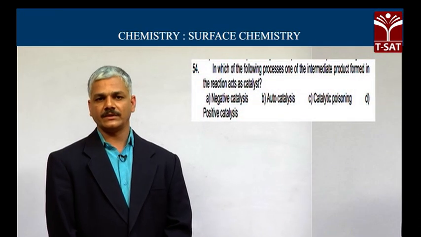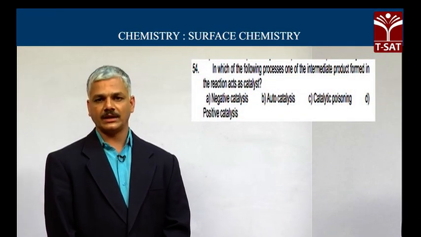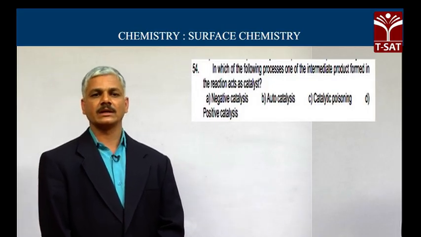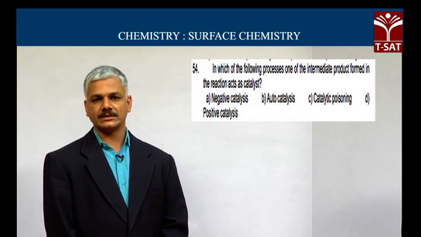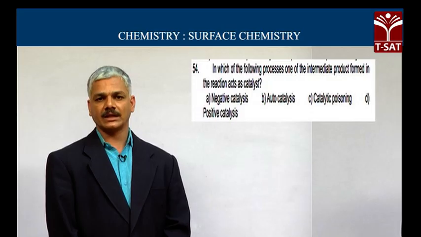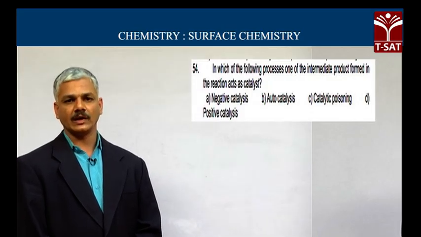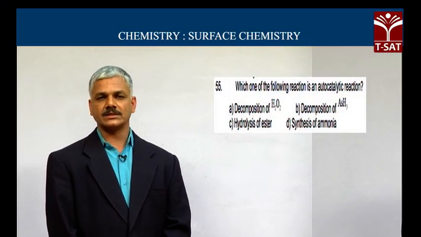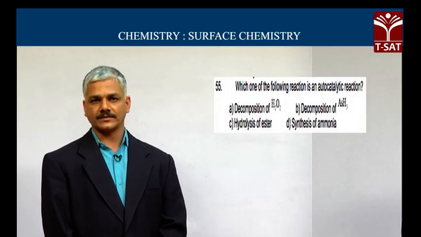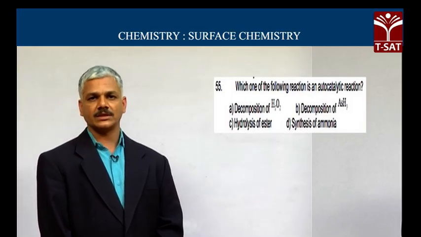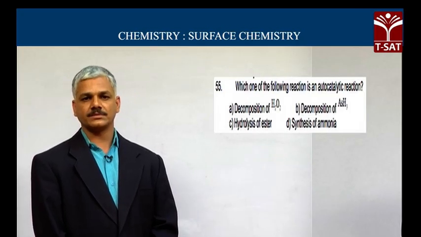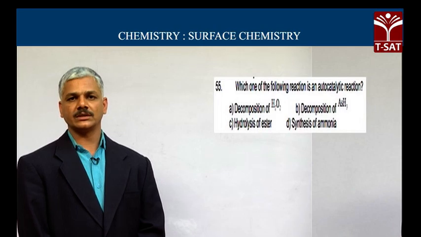54. In which of the following processes one of the intermediate product formed in the reaction acts as a catalyst? Given options are: negative catalysis, autocatalysis, catalytic poisoning, positive catalysis. Correct option is B, autocatalysis. 55. Which one of the following reaction is an autocatalytic reaction? Given options are decomposition of hydrogen peroxide, decomposition of arsine, hydrolysis of ester, synthesis of ammonia. Correct option is B, decomposition of arsine.